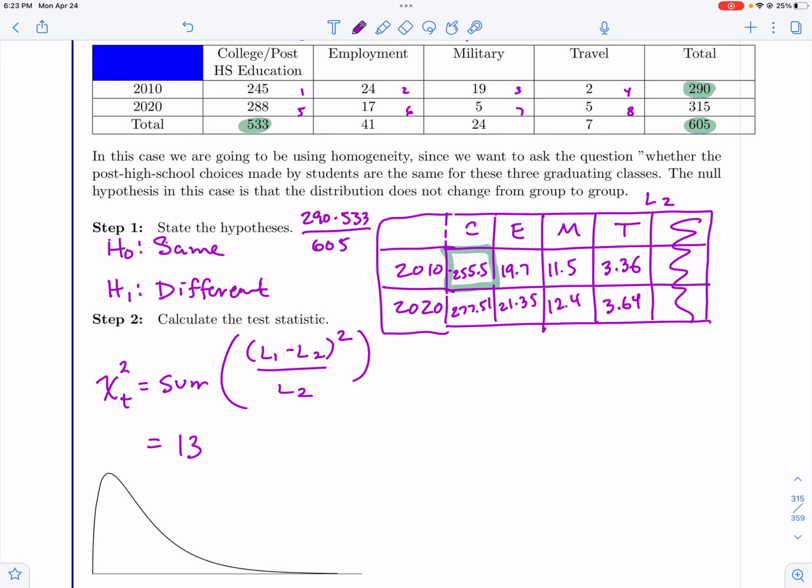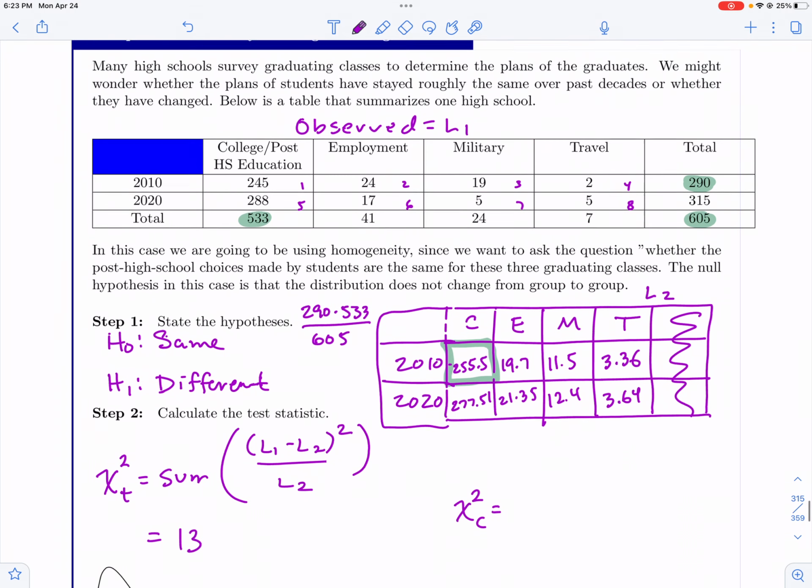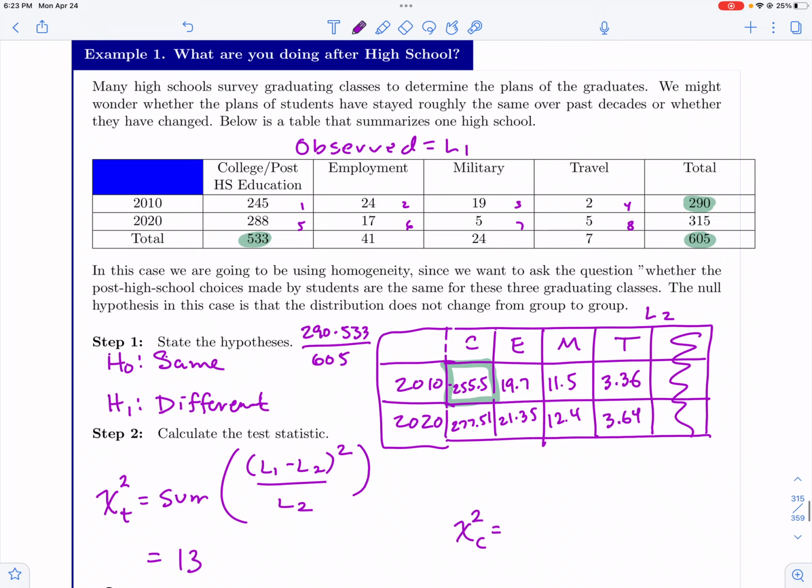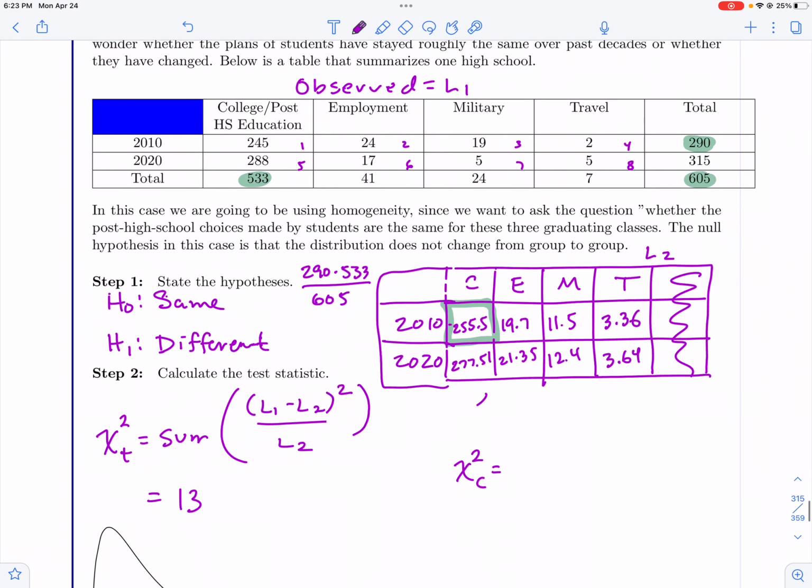So now we need to figure out our chi-squared comparison value. Our alpha for this one is not listed, so we know our alpha is going to be 0.05. And so again with this one, since we've got our 2 rows, we only have to focus on our columns. So we've got columns equal to 4, so our degrees of freedom for this one looks like it's going to be 3.